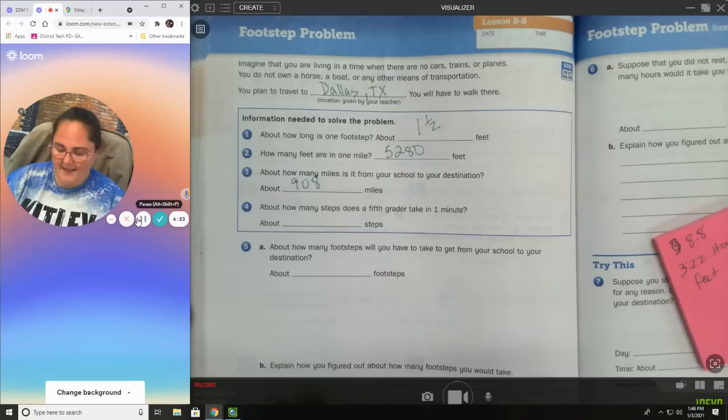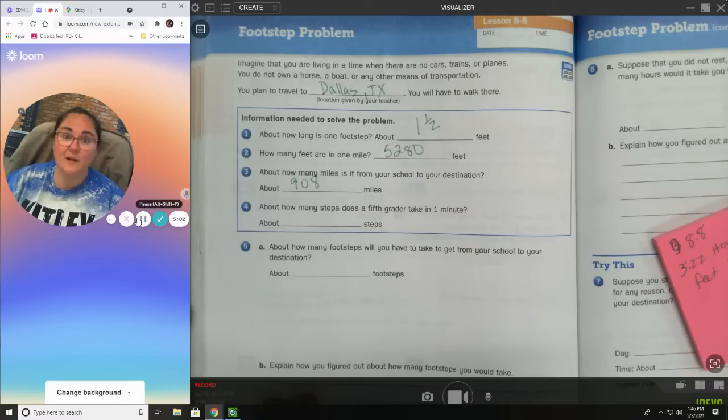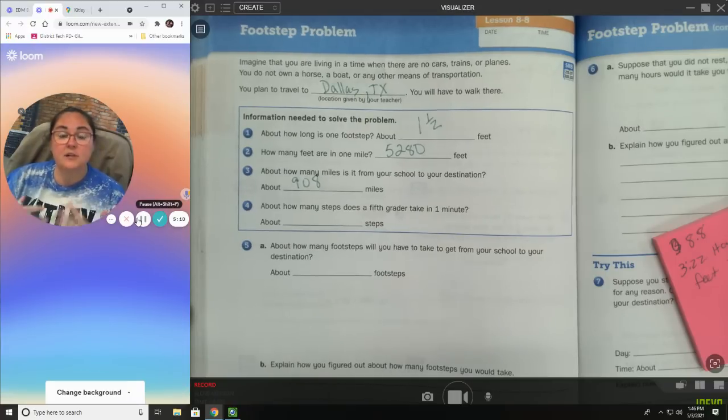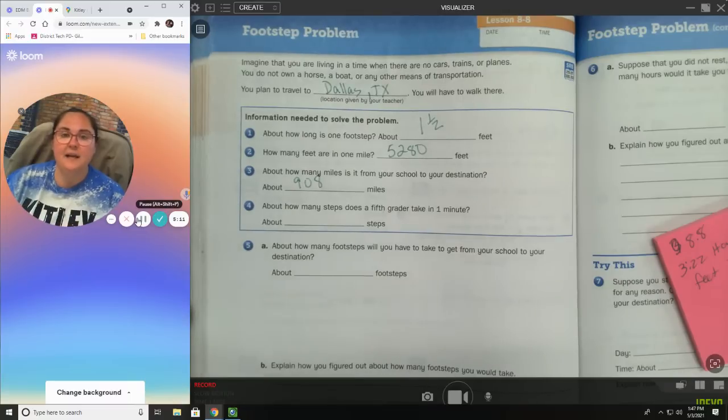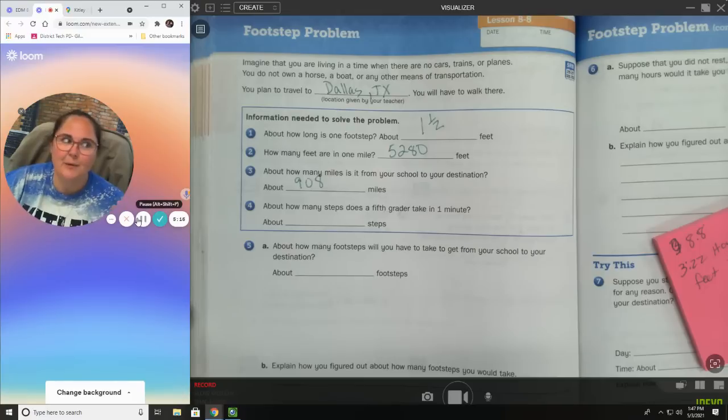About how many steps does a fifth grader take in 1 minute? What you're going to do for this problem, and I'm going to do it right now, is walk around the room for 1 solid minute. And we're going to see how many steps it takes. I'm not going to make you sit there and count. If you want to do this on your own, that's absolutely fine. Let's see how many steps a typical fifth grader takes in about 1 minute. I'm about the same height as a fifth grader, so we're using mine.